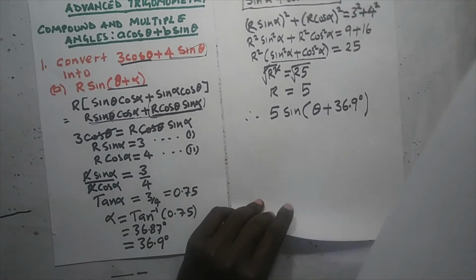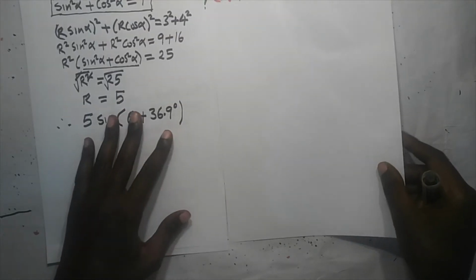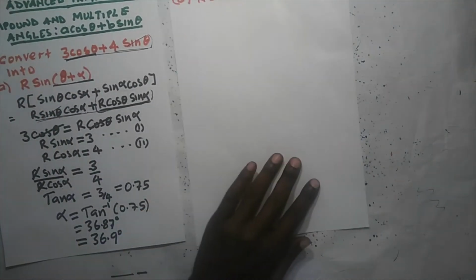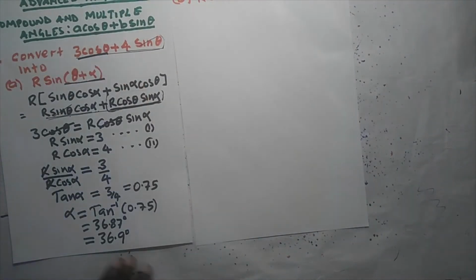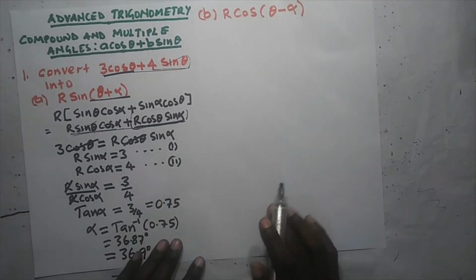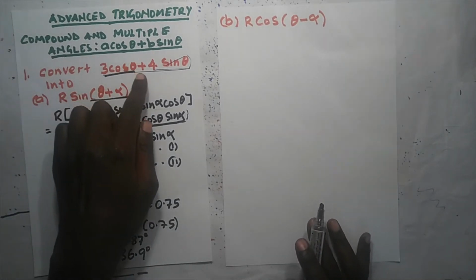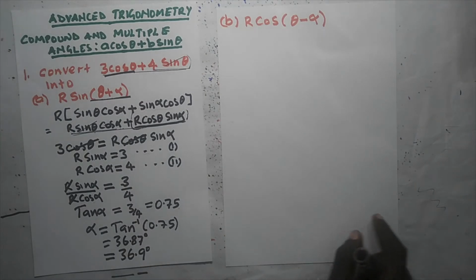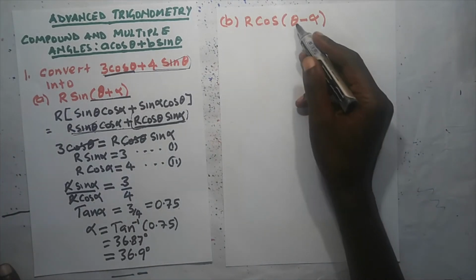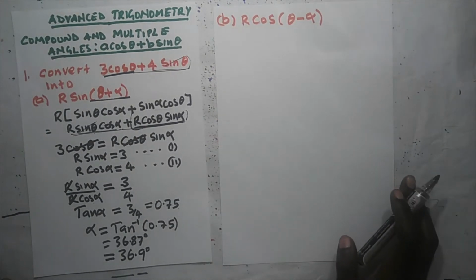Okay, and then now we can go to part B of the question. We have converted this one. So part B of the question says, change this same expression here. Okay, so we are converting this same expression, 3 cos theta plus 4 sin theta, to R cos theta minus alpha. So to R cos theta minus alpha.